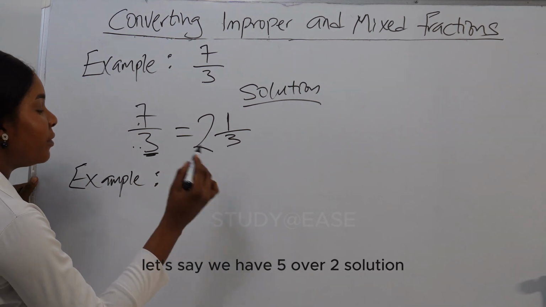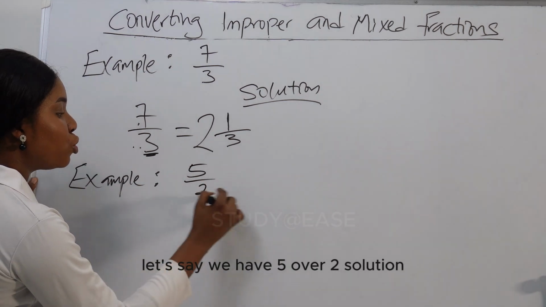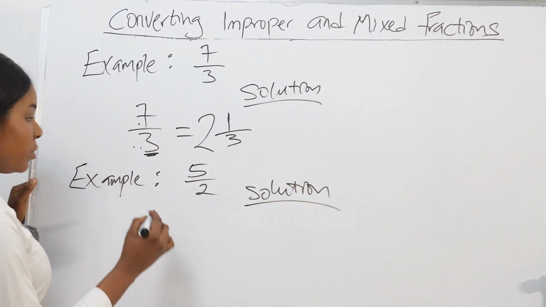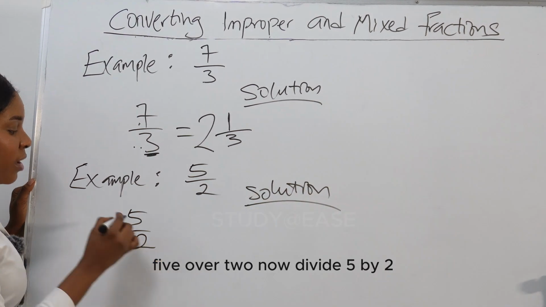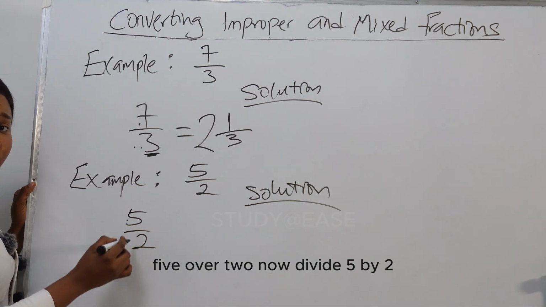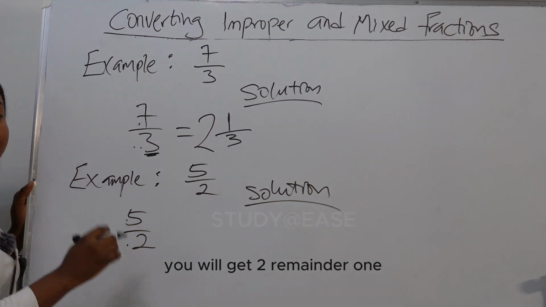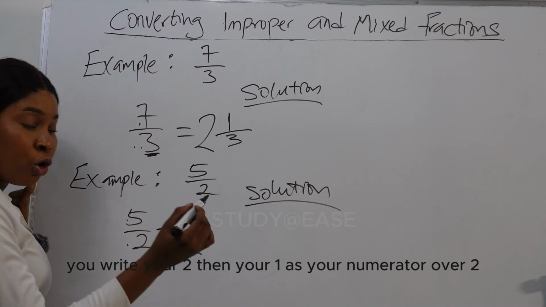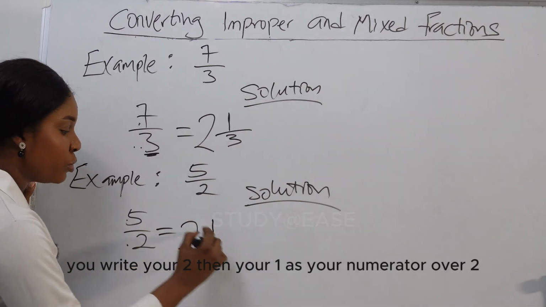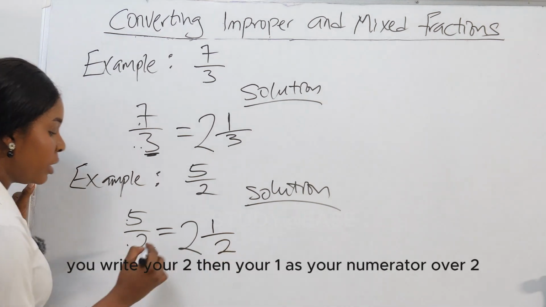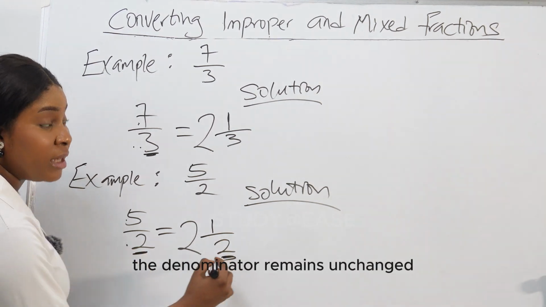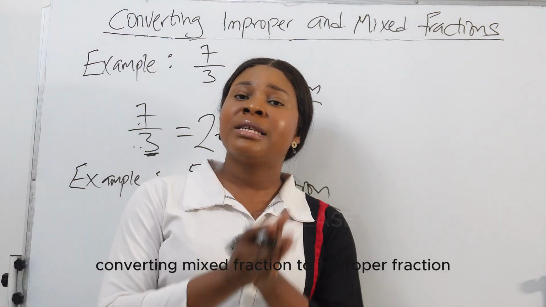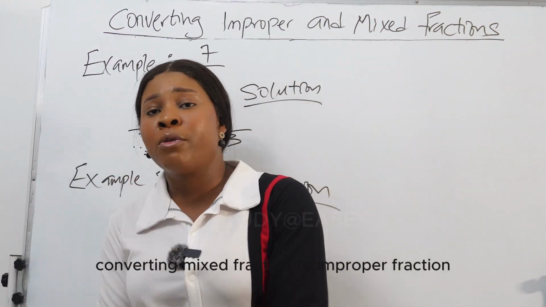Now let's look at another example. Let's say we have 5 over 2. Solution. Now divide 5 by 2. You will get 2 remainder 1. You write your 2, then your 1 as your numerator over 2. The denominator remains unchanged.